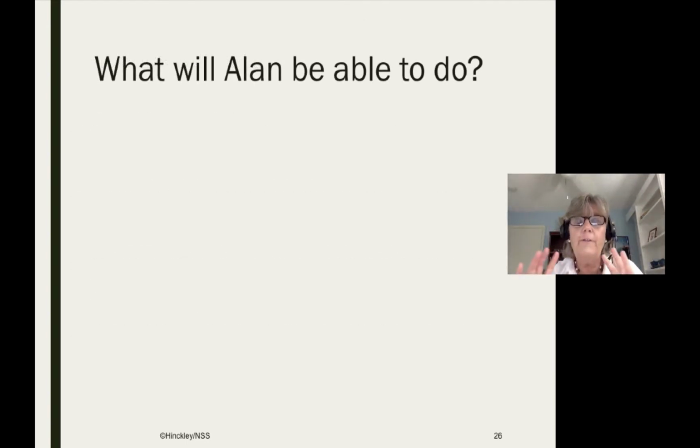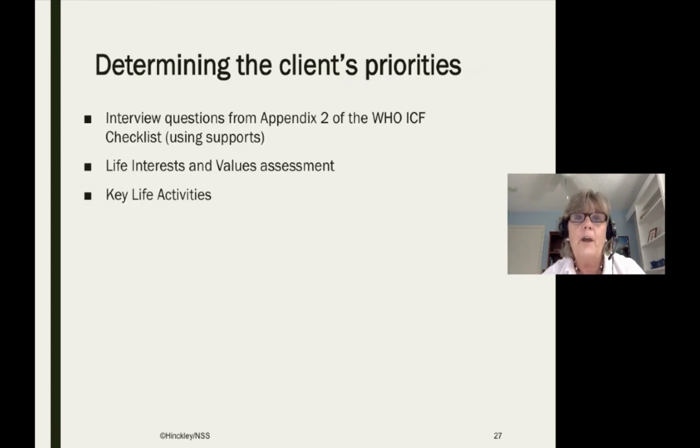But in order to really figure out what Alan will be able to do, I am suggesting that the first step in our clinical process needs to be determining the client's priorities. And I'm going to give you right now 3 tools that you can use to help determine the client's priorities. There are other ways of doing it, but these are 3 that I think are relatively easy to use and can be appropriate for aphasia, but also for the other clients on your caseload who may have other kinds of communication issues.